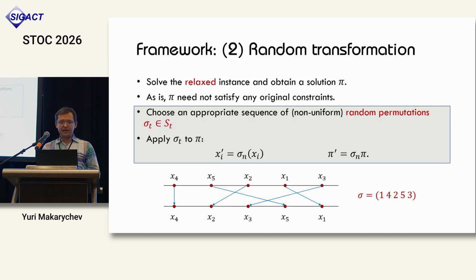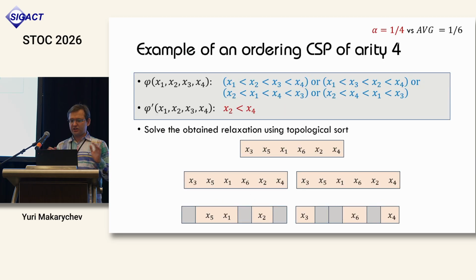And we apply permutation sigma n to the obtained solution pi. So pi prime is equal to sigma n pi, and that's our solution. Or in other words, we permute the obtained ordering using our permutations. To be more specific, let's consider an example.